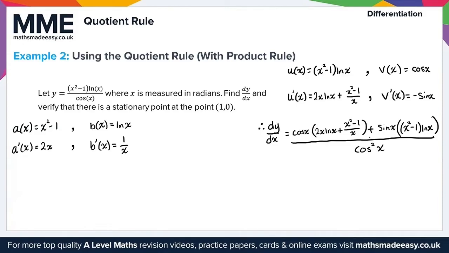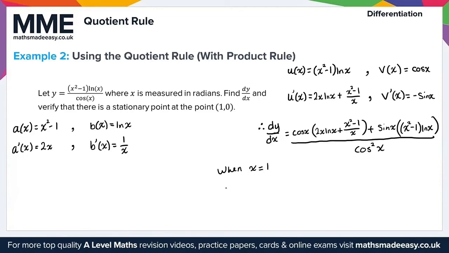Okay, so what we've done now is found dy by dx, but we also need to verify that there's a stationary point at the point 1, 0. So in that case, what we're saying here is when x equals 1, dy by dx here should be equal to 0. So if we substitute x equals 1 into dy by dx here, we should obtain 0. So when x equals 1 here, all we need to do is simply substitute that into here.